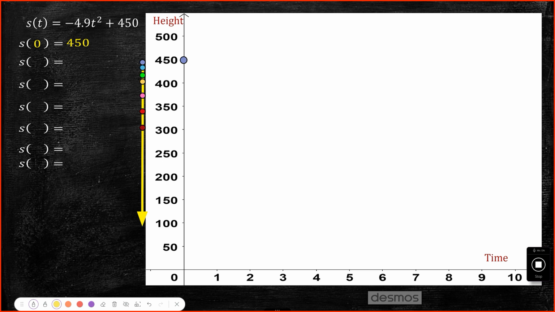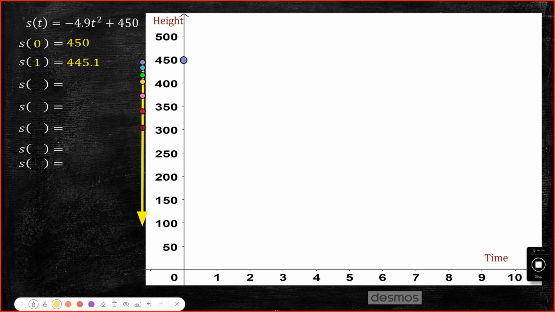So at time equal to 1, this one we could do quickly in our heads. Time is 0. Time is going to be 1. So if you plug it in, negative 4.9, t is 1. Square it plus 450. And 1 squared is 1. Take away negative 4.9 from 450. That's going to be 445.1.